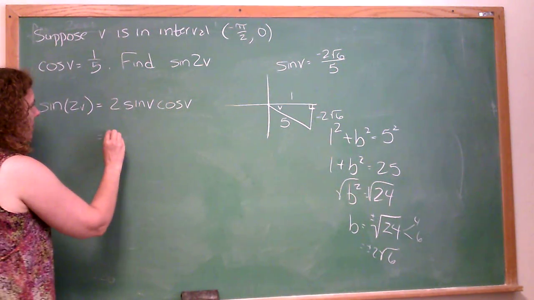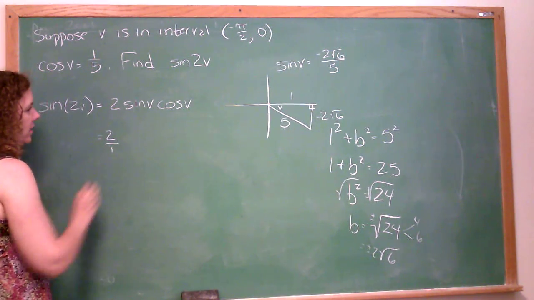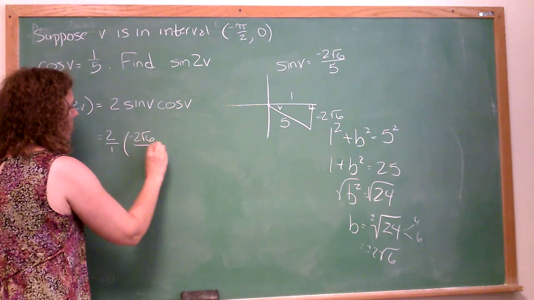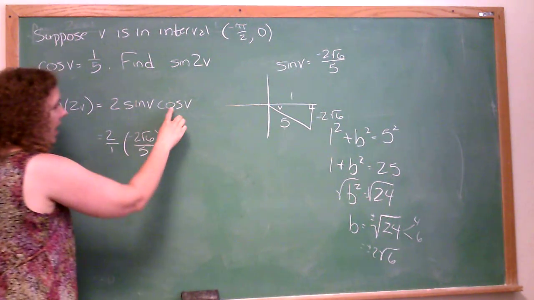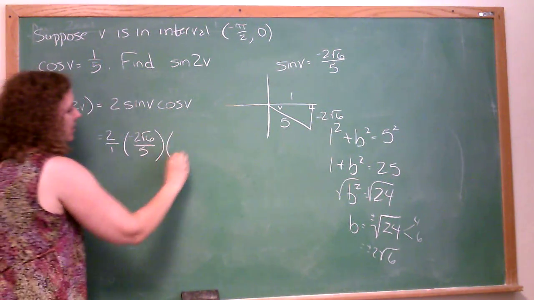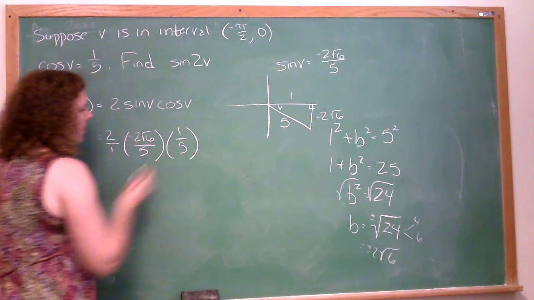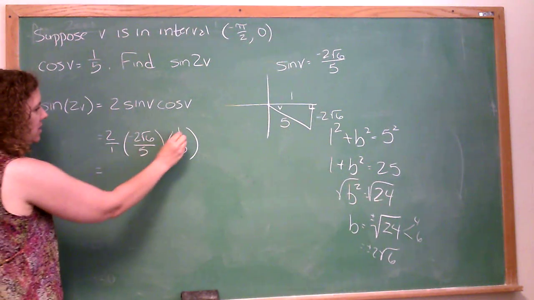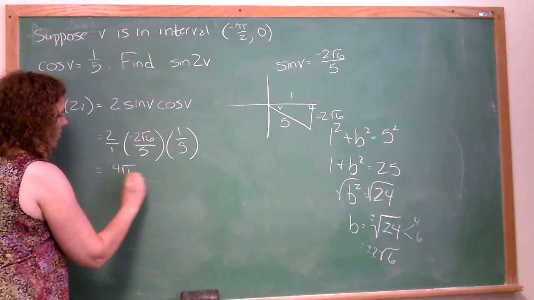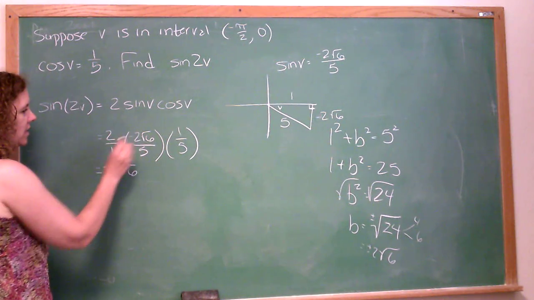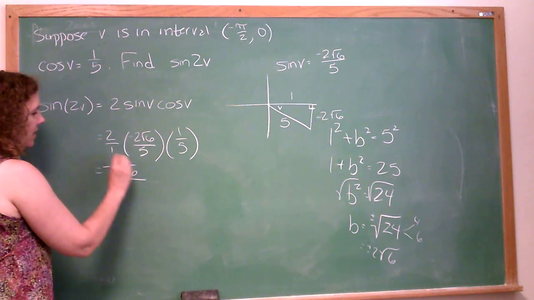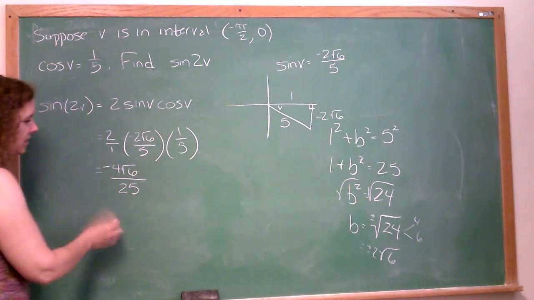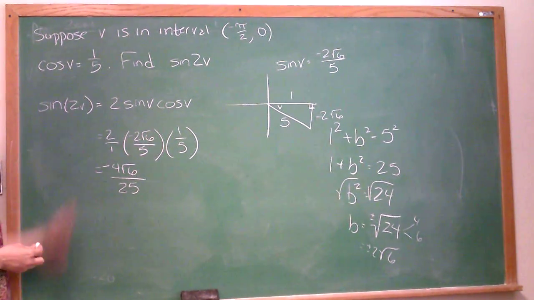Now I'll substitute in 2, I'll make that 2 over 1, sine of V, which I just found there, negative 2 square root of 6 over 5, and then cosine of V, which I was given. Then you multiply fractions, you multiply straight across. 2 times 2 square root of 6 times 1 is 4 square root of 6, and that's going to be negative, because positive times a negative is a negative. And then in the denominator, 1 times 5 times 5 is 25. Nothing to simplify there. So there is the sine of 2V.